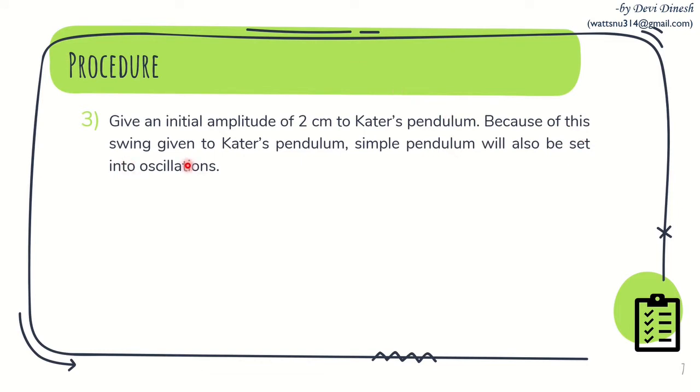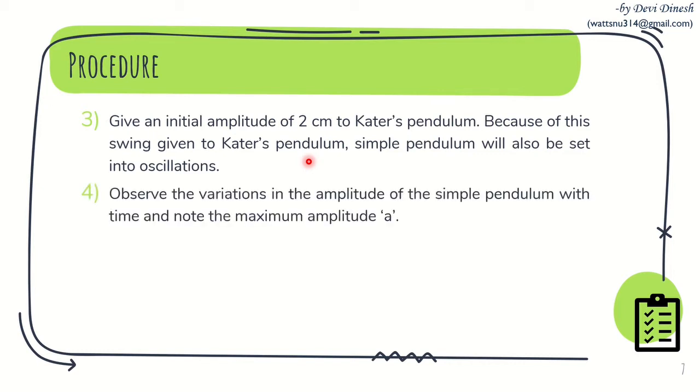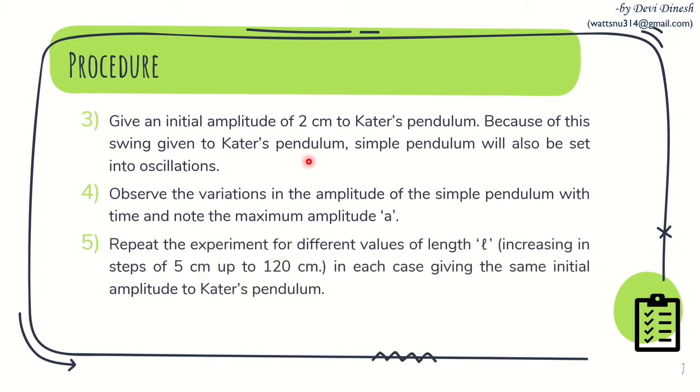See, the third point of the procedure is to give an initial amplitude of 2 centimeters to Kater's pendulum. Because of this 2 centimeter displacement given, my Kater's pendulum will start oscillating. But as soon as my Kater's pendulum starts moving, I see that my simple pendulum also starts moving. So you will see that my simple pendulum is oscillating and slowly its amplitude is increasing. At one point you will see that it reaches its maximum amplitude and the amplitude starts reducing. Okay, so what we have to observe is this maximum amplitude. Whatever the maximum amplitude is, I have to note it down.